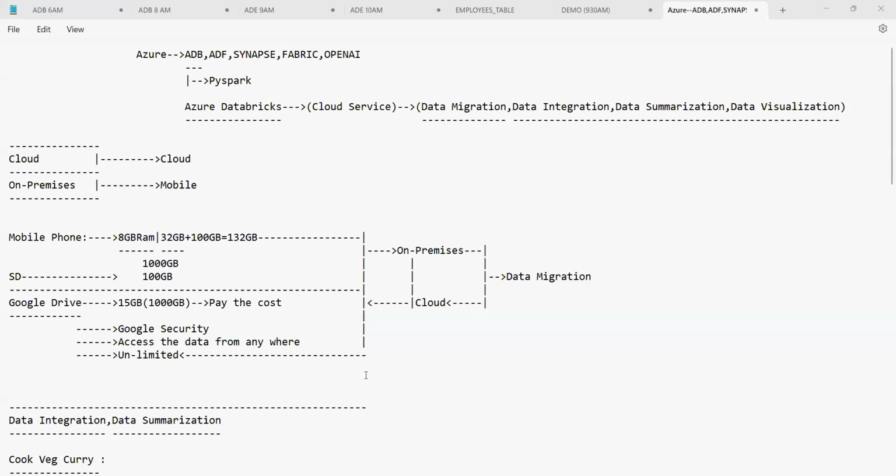Sir, is this course sufficient to prepare for any kind of certification? Yeah, that is enough. Basically, if you want the certification called DP203, this is enough.